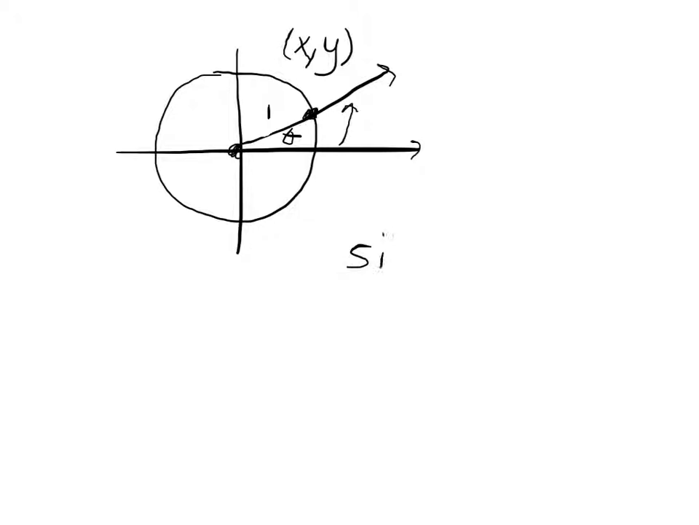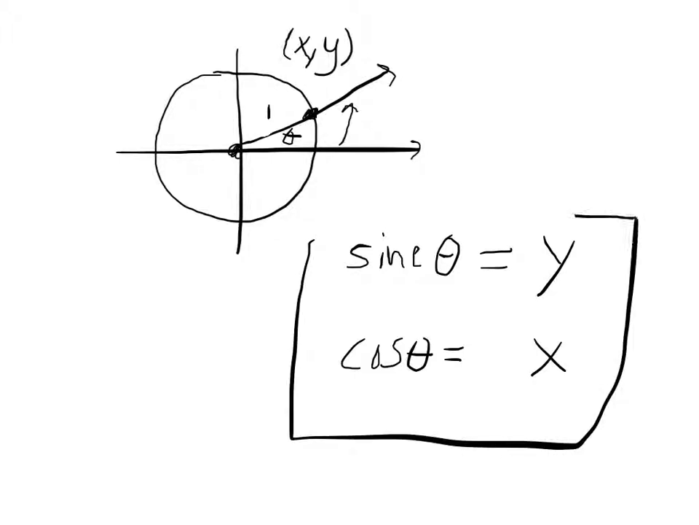We're going to define the sine of theta. If I put an angle in standard position on the coordinate plane, and I have a point on the unit circle that is on the terminal side of that angle, the sine of theta is going to be the y-coordinate of that point on the unit circle, and the cosine of the angle is going to be the x-coordinate. And that's it. That's our definition for sine and cosine.